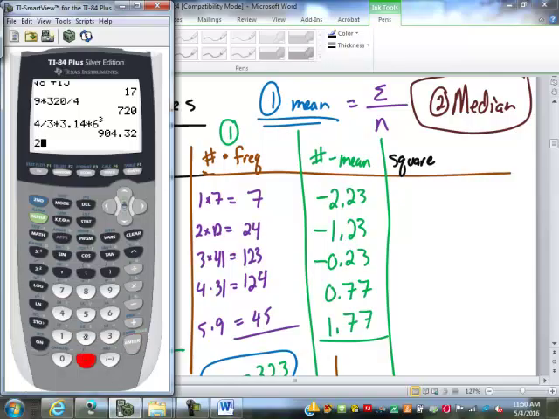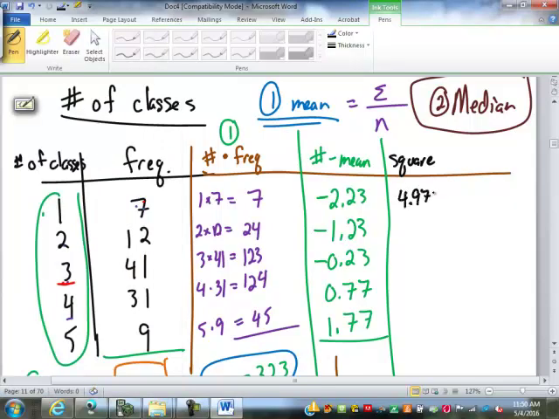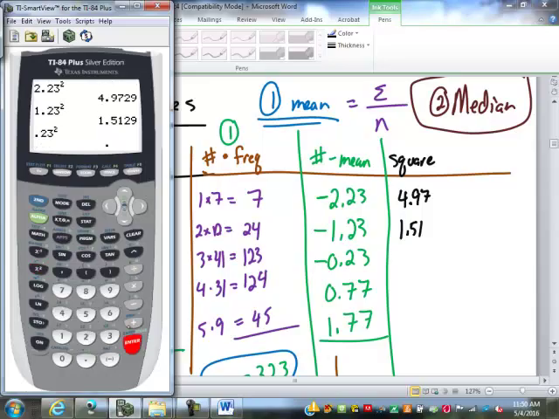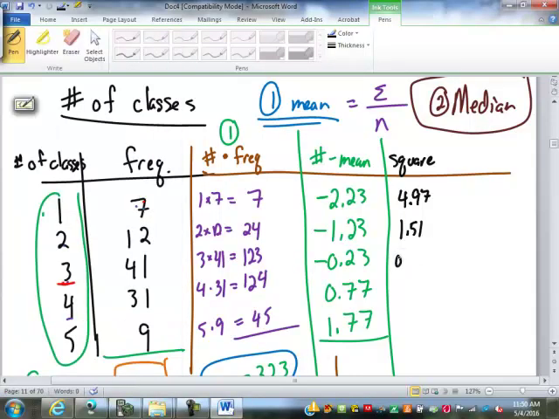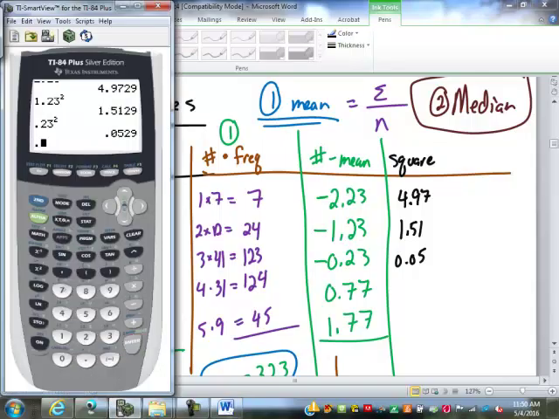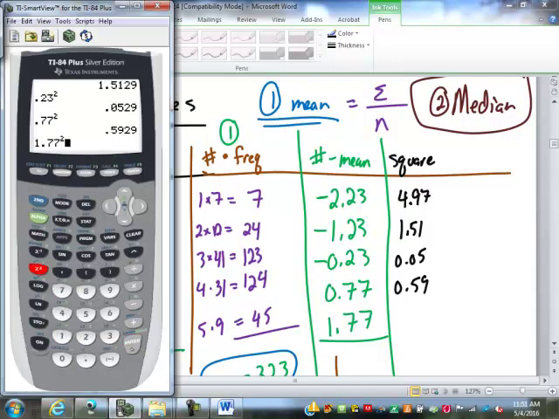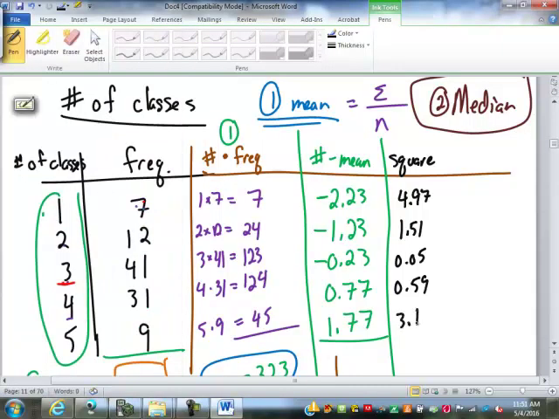So negative 2.23 squared is 4.9729. I'm just going to put in 4.97. Negative 1.23 squared, 1.51. 0.23 squared, 0.05. 0.77 squared, 0.59. And 1.77 squared, 3.13. Now again, those are obviously rounded off to 2 decimal places.